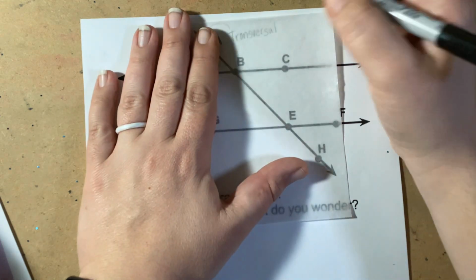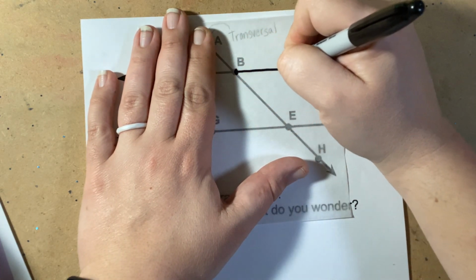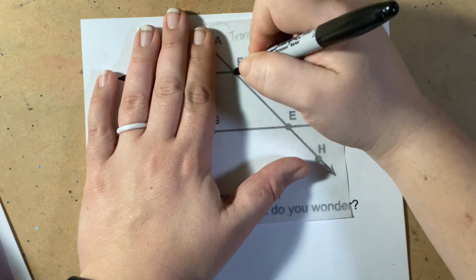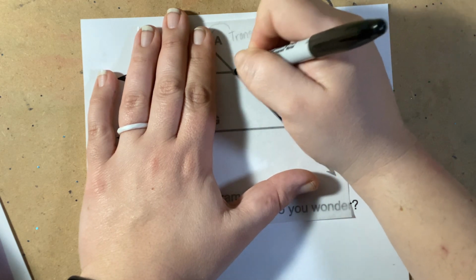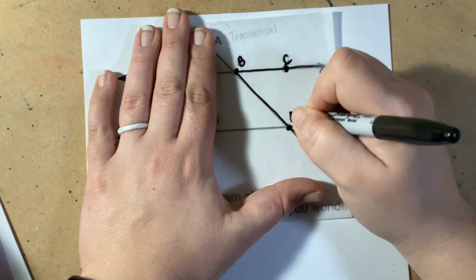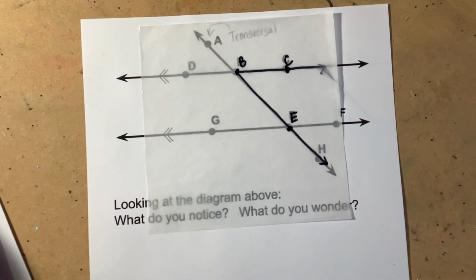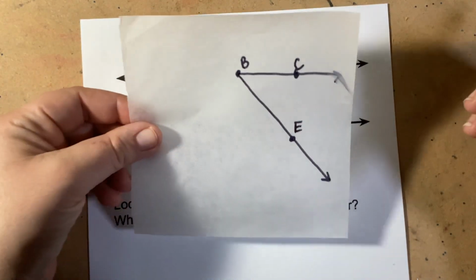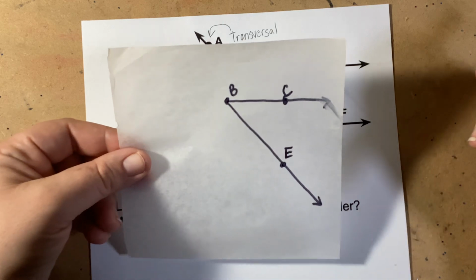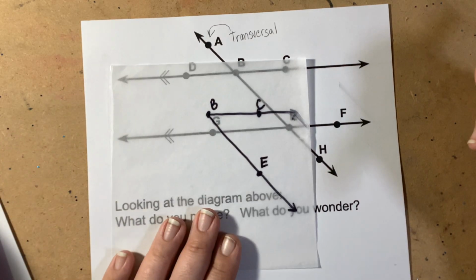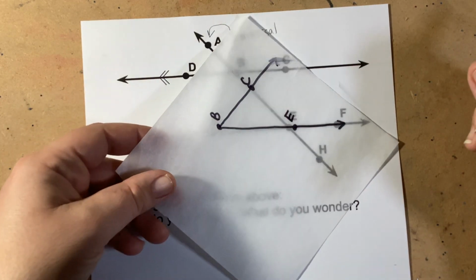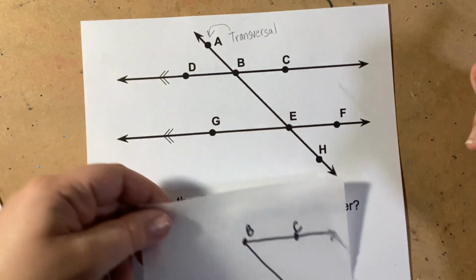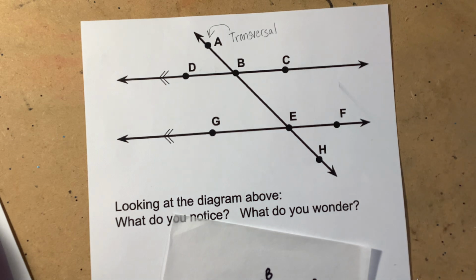So you're going to trace CBE. I'm going to trace this angle, CBE. C goes here, B goes here, and E goes here. This angle appears to be an acute angle. I can use this patty paper to help me compare it to some of the other angles in this diagram. So what I want you to do is take this angle and see what you can figure out and what you can notice as you move it around the paper and compare it to some of these other parts of the diagram. Go ahead and do that. Pause the video, do that, and then come back and check in with us.